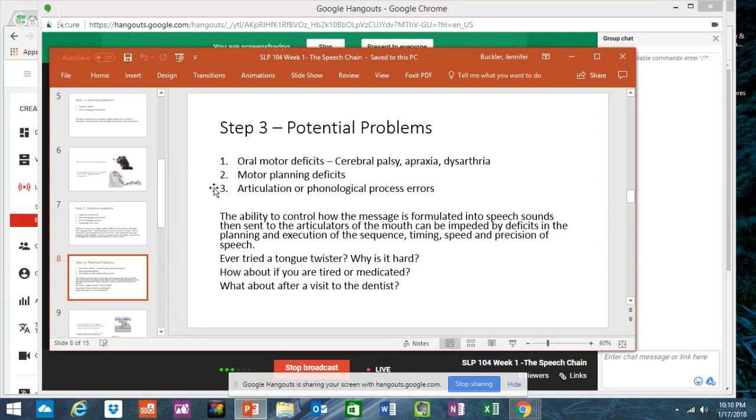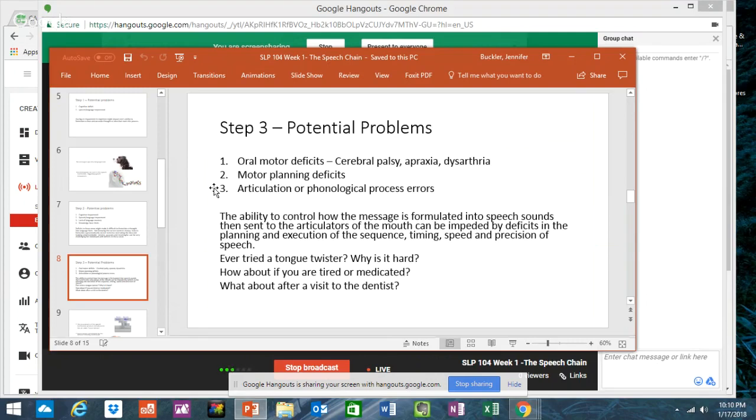So how the message is actually formed, people who have motor planning deficits or some other type of delay or difficulty in producing correct articulation might have difficulty at step 3. And so I posed some questions here, and think about it.